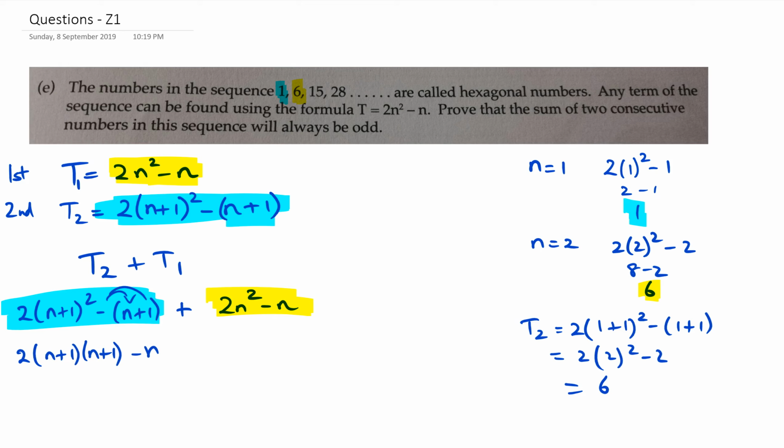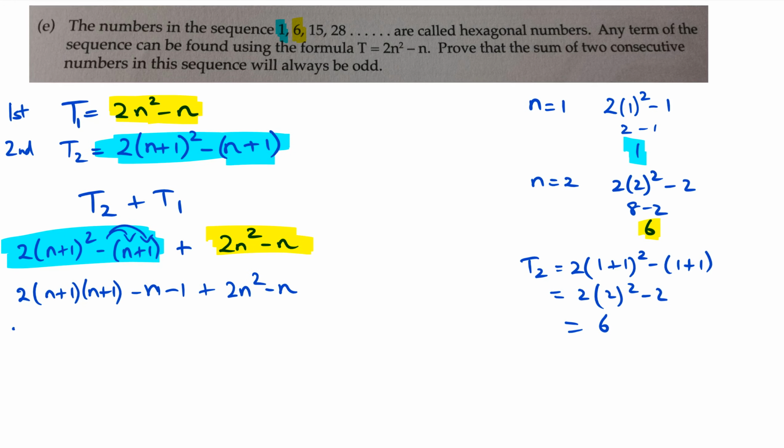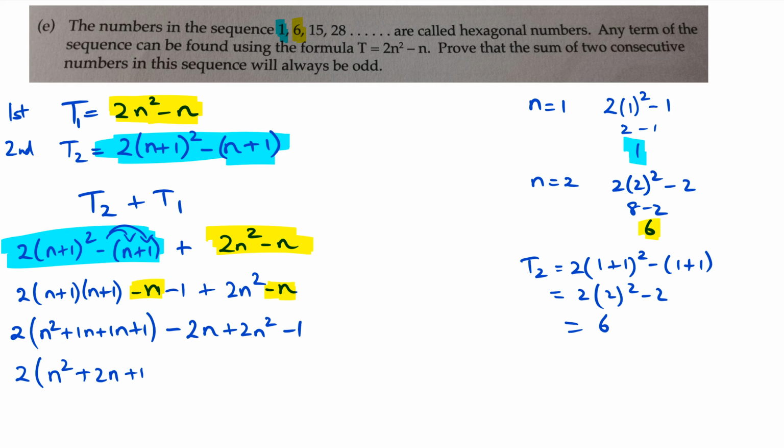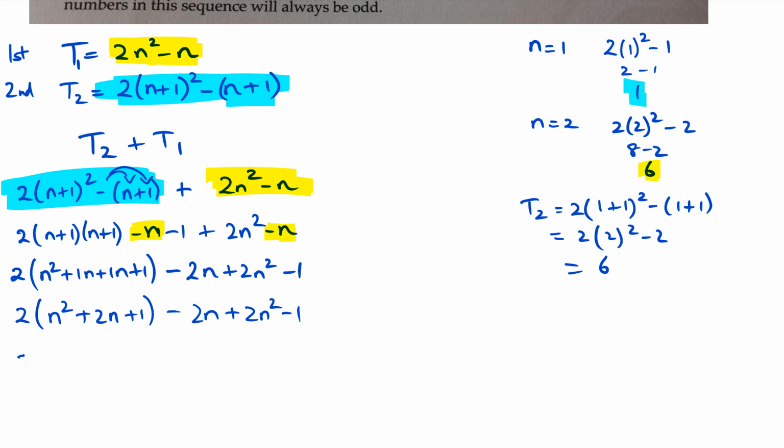Minus times n is minus n. Minus times 1 is minus 1. Plus 2n squared minus n. So I need to do that quadratic now, before multiplying the 2. n plus 1 squared gives n squared plus 1n plus 1n plus 1, and then I've got minus n and minus n, which makes minus 2n, plus 2n squared minus 1. Simplifying inside the brackets, that's n squared plus 2n plus 1 minus 2n plus 2n squared minus 1. Expanding this, I've got 2n squared plus 4n, and 2 times 1 is plus 2, minus 2n plus 2n squared minus 1.